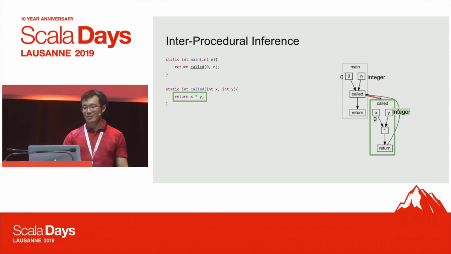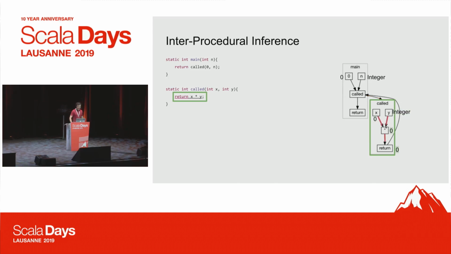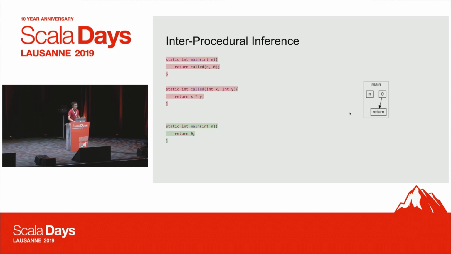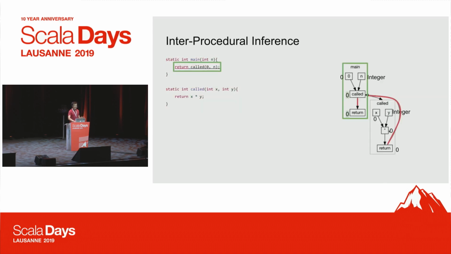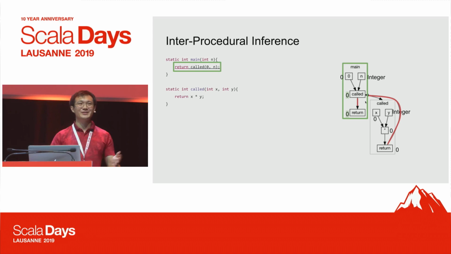So x is 0, y is an integer. You propagate that down. Times is 0, return is 0. Propagate that back out. Called is 0, return is 0. And we are done, and we see that this is our final inference, where everything is 0 because 0 multiplied by things tends to be 0.